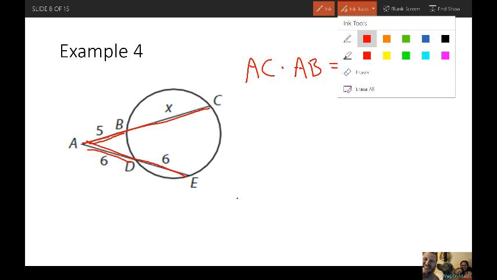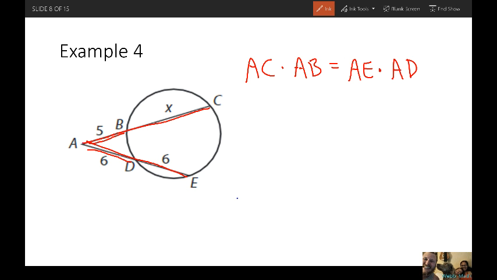Okay, and let me get a little bit more color coded here. So AC, okay, then we have AE, the whole guy.